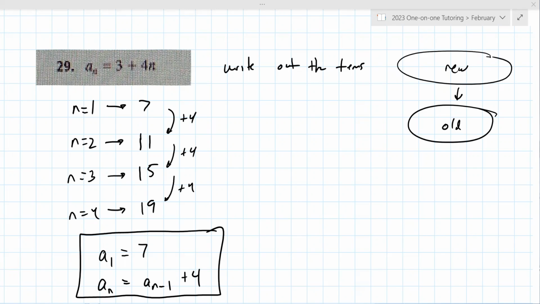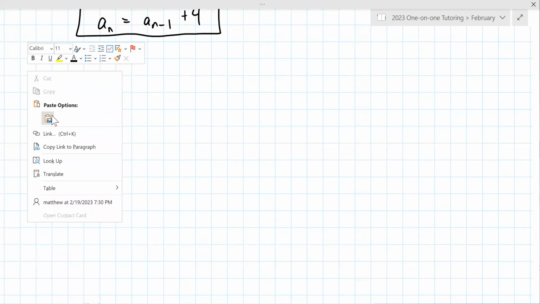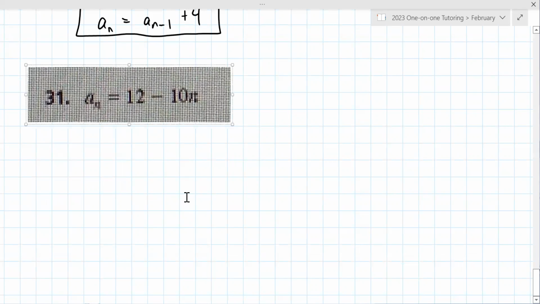Okay. All right, so 31 is really similar. So I'd like you to try this one start to finish, and then I'll help going forward with the next ones. But I'd suggest writing out a few terms, looking for the pattern, and then writing the rule from there. And if you have any questions, please ask along the way.